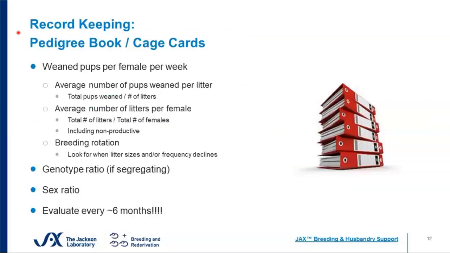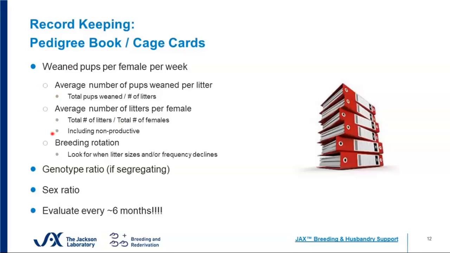And the heart of that is your pedigree book, or whatever tool you're using to monitor the breeding performance of your colony. The statistic that we use to gauge the breeding performance of a colony is the weaned pups per female per week. And to calculate that, you need to know 3 things. You need to know the average number of pups weaned per litter, and you calculate that by taking the total number of pups weaned and dividing it by the total number of litters. You also need to know the average number of litters per female, and you take the total number of litters and divide that by the total number of females.